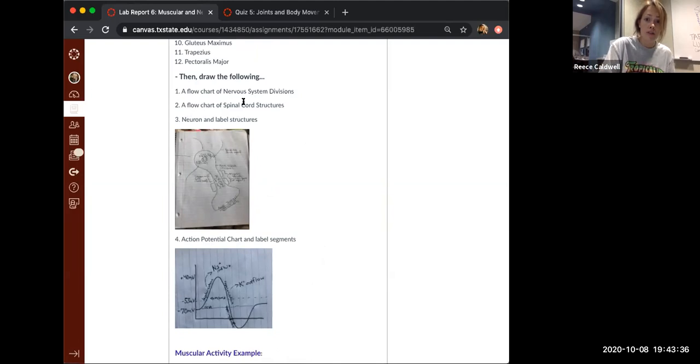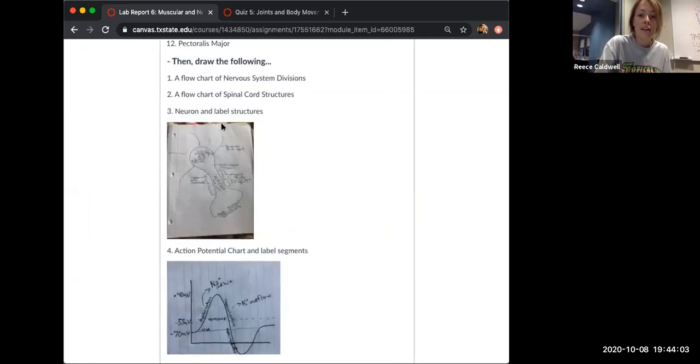Also draw out a flow chart of the spinal cord structures. So originates at the medulla oblongata. Then we have the cervical enlargement, the lumbar enlargement, the conus medullaris, the cauda equina, and then the filum terminale. So you just draw words. You don't have to draw the structure, but just draw a flow chart of how that works.